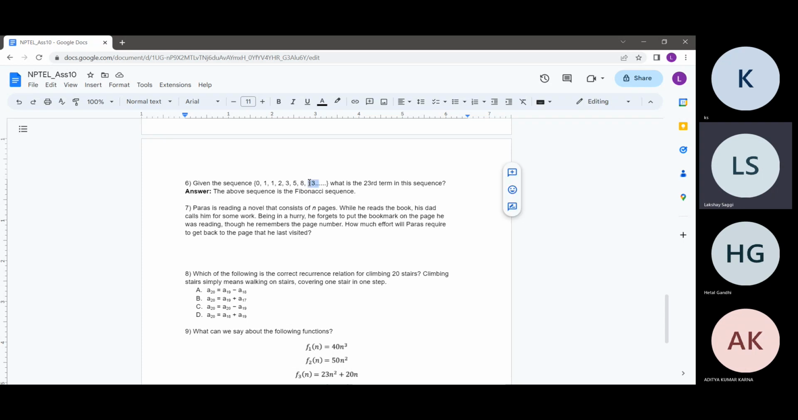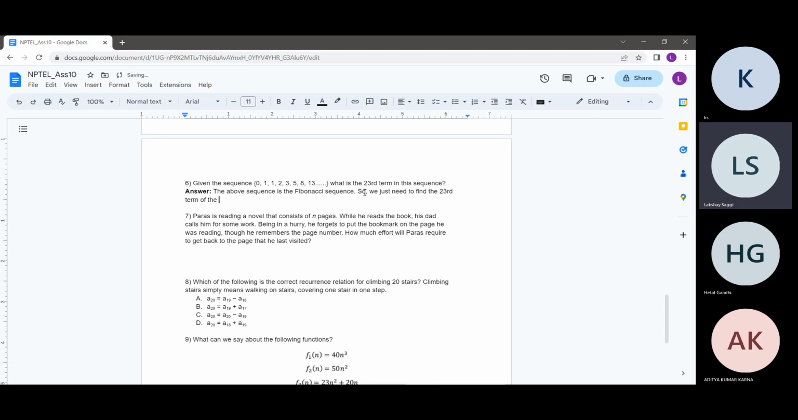And similarly, the next term will be 21 plus 13, which is 34. And so on. So it's easy to see what the Fibonacci sequence is. So again, we just need to find the 23rd term of the Fibonacci sequence. And we already know the recursion also. And we already know how to find this 23rd term.